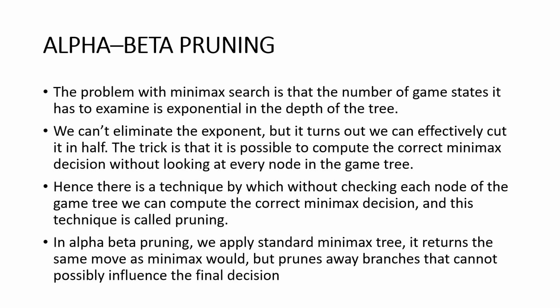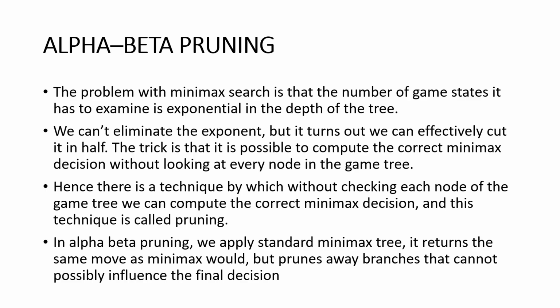Hence there is a technique by which, without checking each node of the game tree, we can compute the correct min-max decision. This technique is called pruning. Pruning means cutting off unnecessary branches. It saves time and computation, just like cutting unwanted branches of a tree.